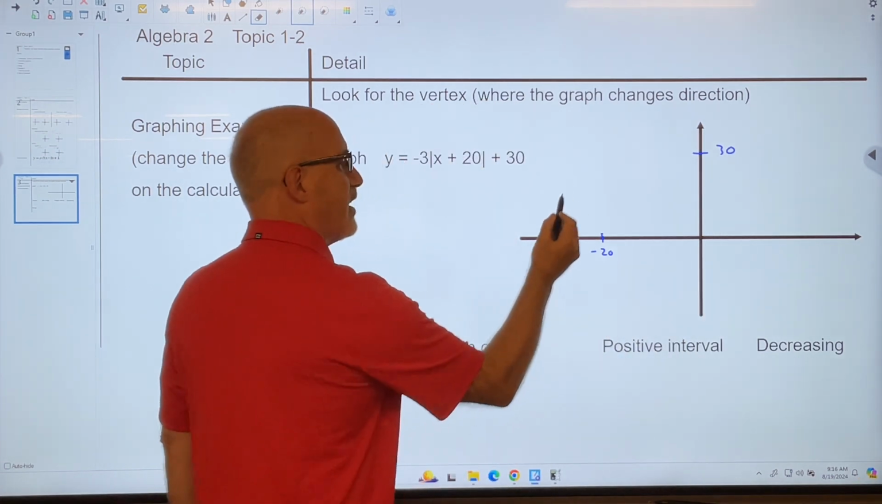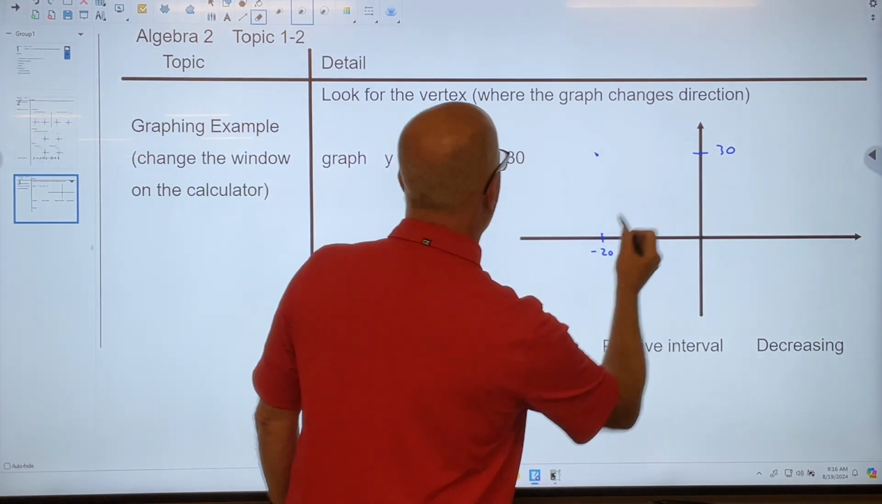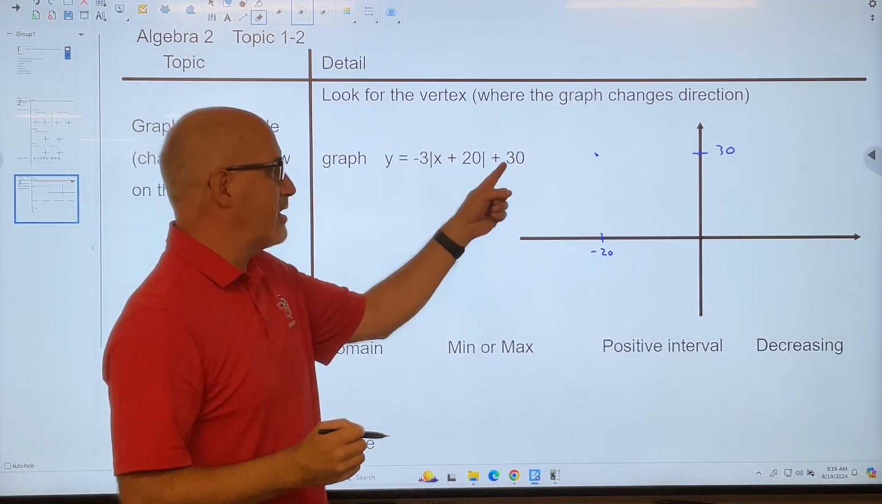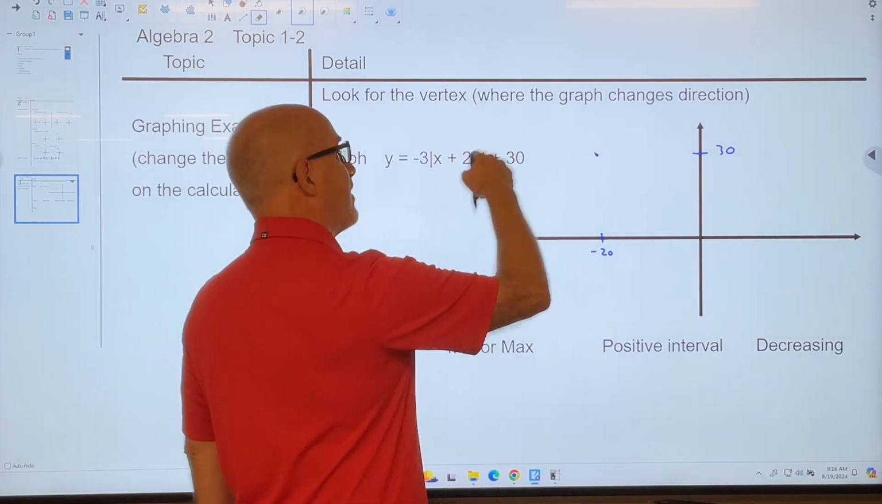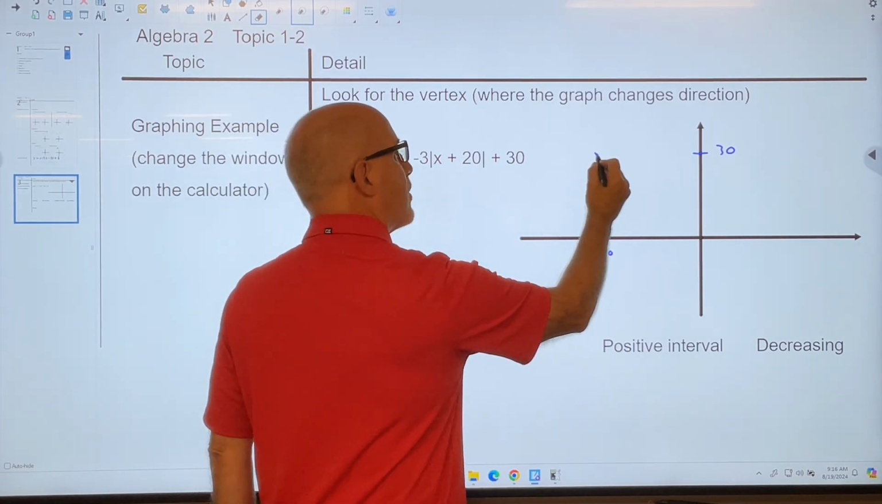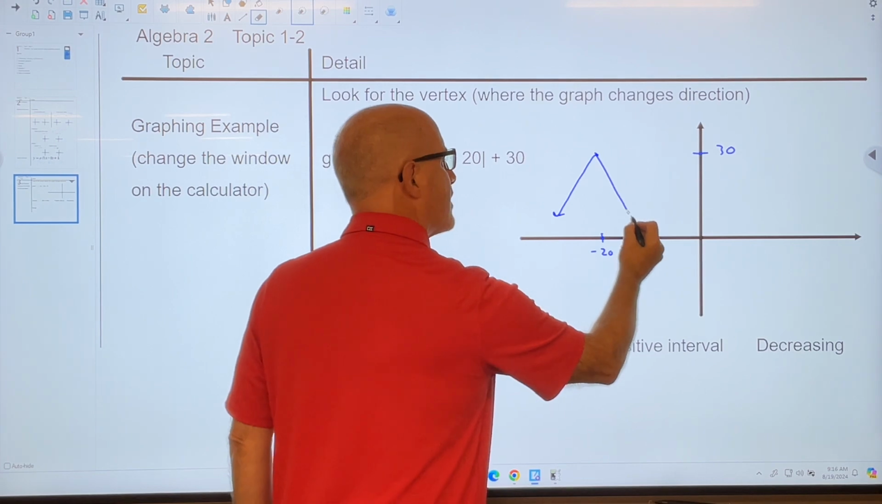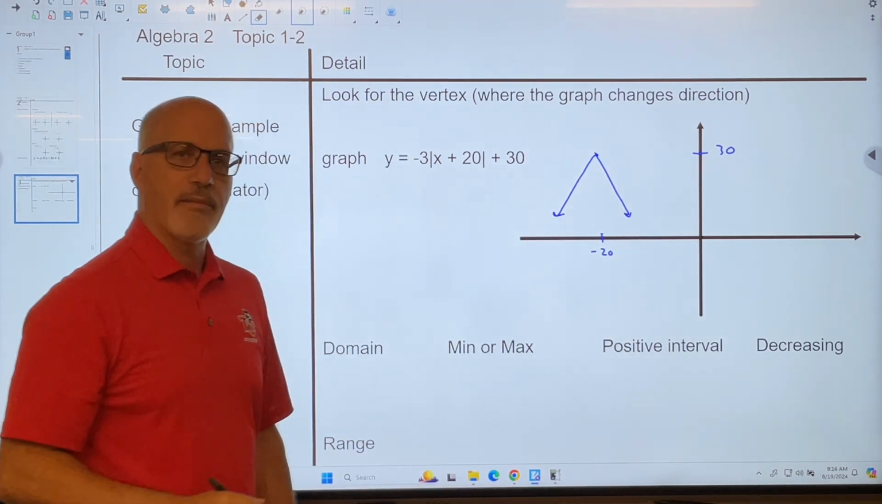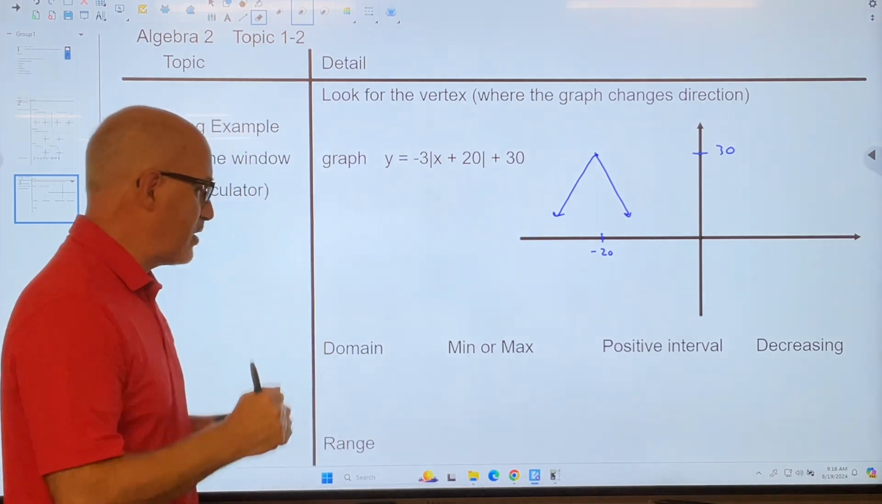So a sketch of it, this is where the vertex would be right here at (-20, 30), opposite the inside, same as the outside. And then that -3 is going to make the V, because it's an absolute value, go down, and it's going to make it go down steeply because of the 3. Okay, if it were a fraction, it'd make it go wider, and the other number stretches it down.